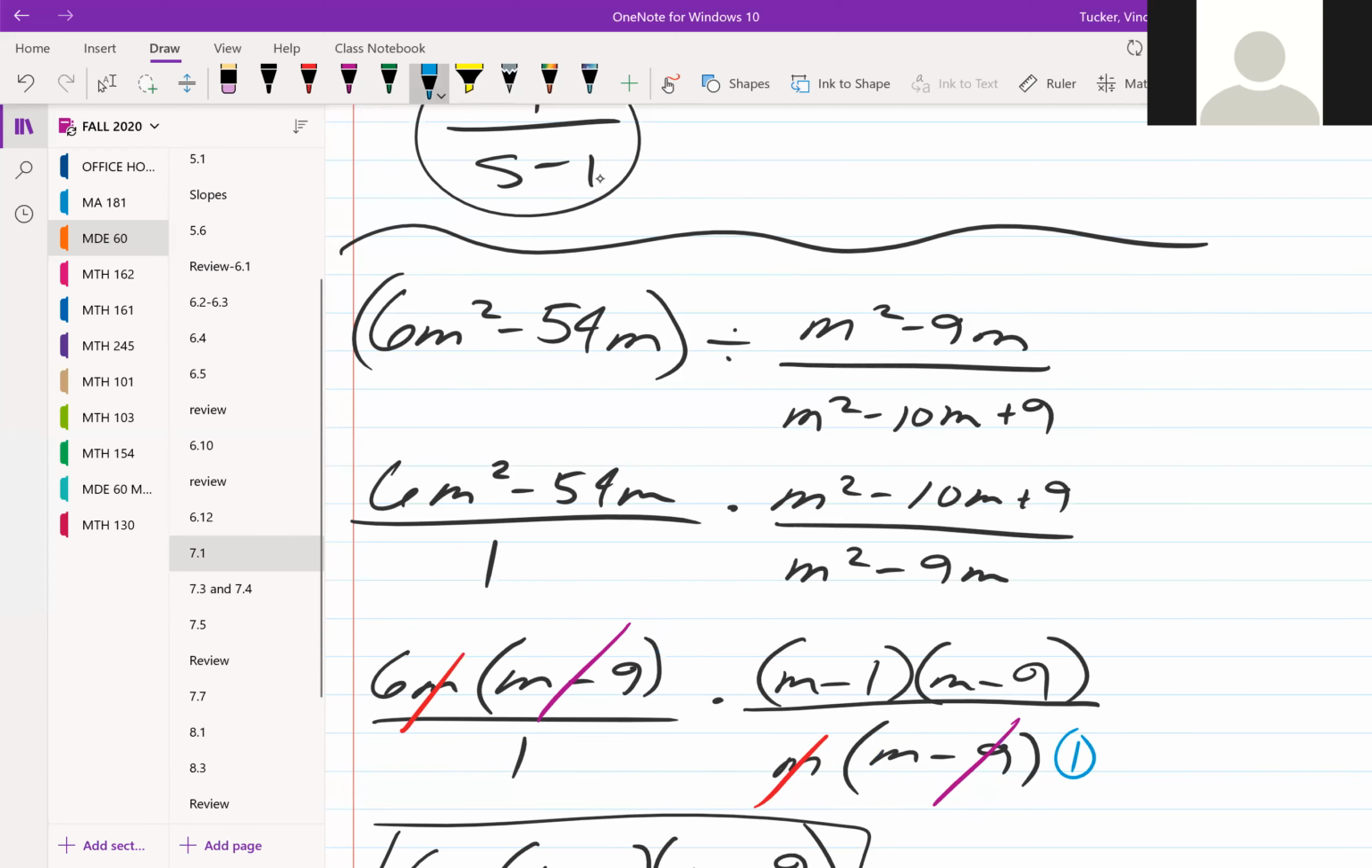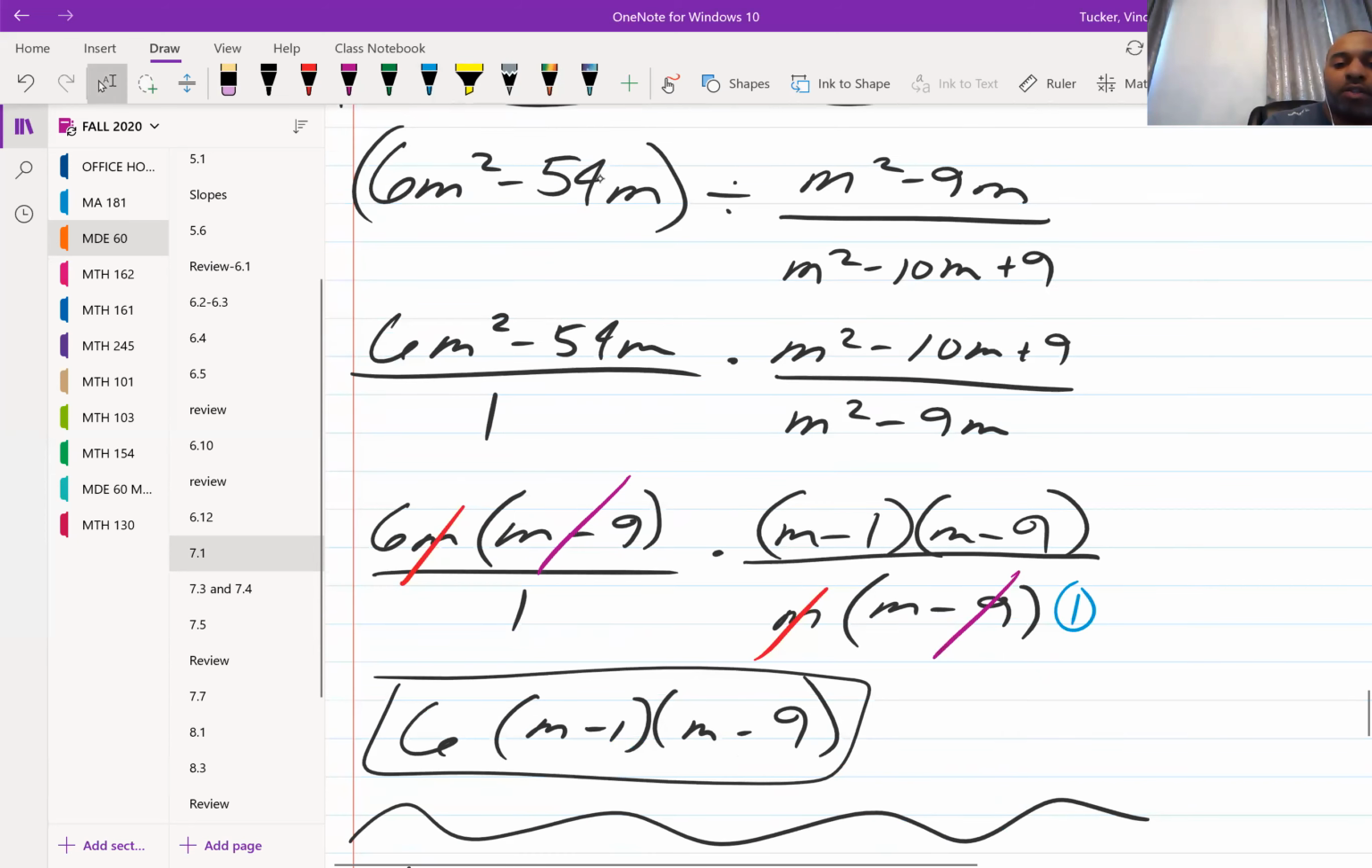All right. So there's a 1 left in the denominator because everything in the denominator canceled. So that just leaves us with 6 times n minus 1 times n minus 9.